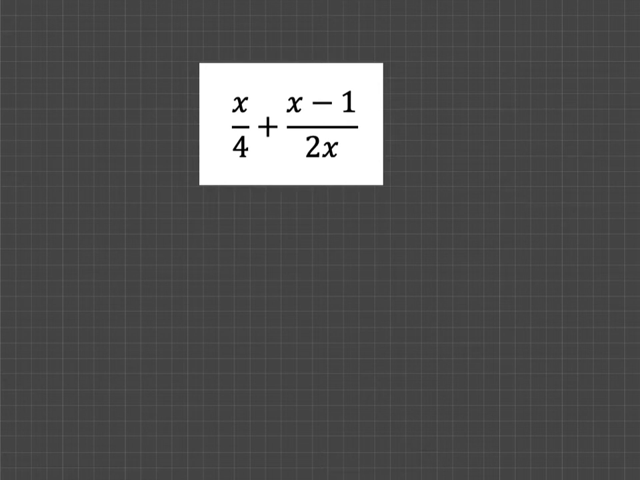Let's start off by looking for shared factors. Notice that the 4 is 2 times 2. So there is a shared factor of a 2. So for the first rational expression, x over 4, it's missing a factor of x. So we want to multiply top and bottom by x. And the factor that we're missing in the second rational expression, x minus 1 over 2x, is another factor of 2. So we'll multiply x minus 1 over 2x by 2 in the numerator and the denominator.